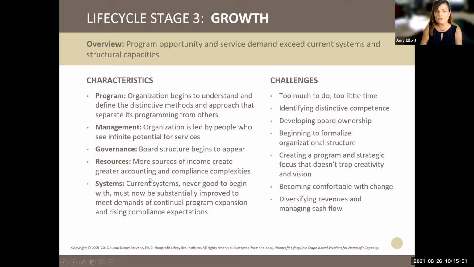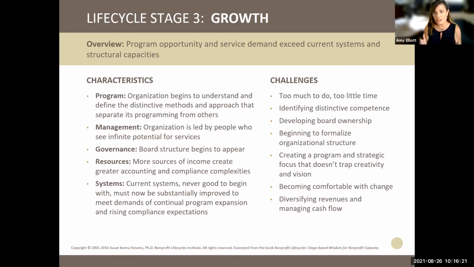Resources, more sources of income create greater accounting and compliance complexities. So this is where we have mixed blessings, right? We're starting to have programs, we're starting to get people and money involved, and we're getting bigger. And by getting bigger, it means we need to support with systems the things that we're doing, right? So current systems, never good to begin with, maybe non-existent, now have to be substantially improved.